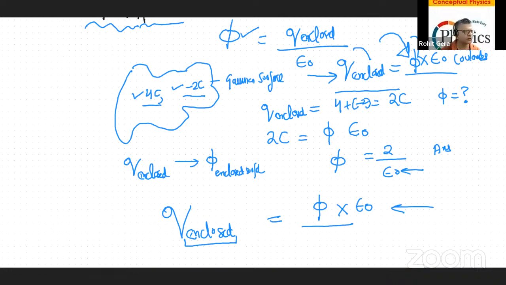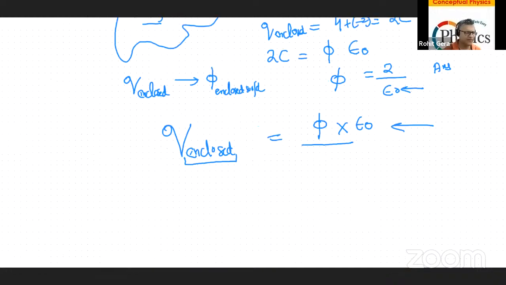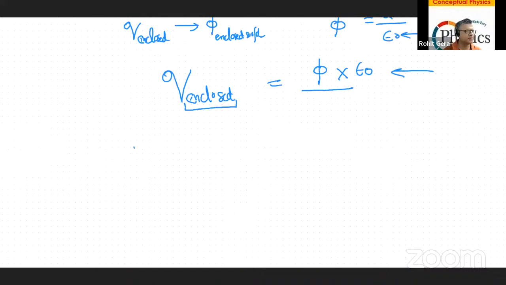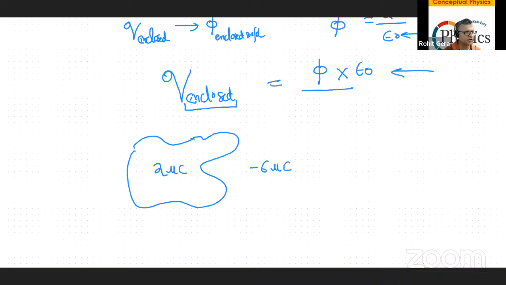Now let me give you one more question. So we have a Gaussian surface. The charge here is 2 microcoulomb, and then there is a -6 microcoulomb. Question is, what is the flux enclosed by the Gaussian surface?